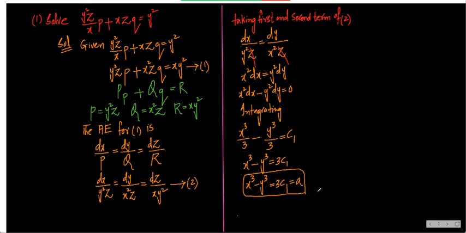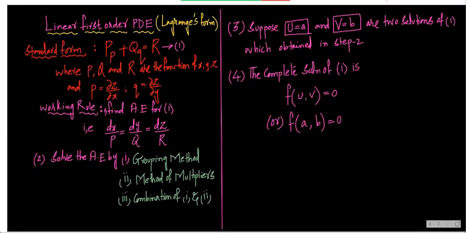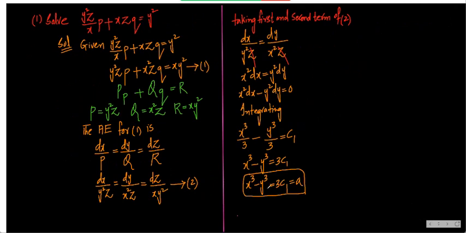You remember this page? Solve auxiliary equation by grouping method or method of multipliers or combination. We have chosen the grouping method. Suppose u is equal to a and v is equal to b are the solutions. So we got one part of the solution, that is called a.